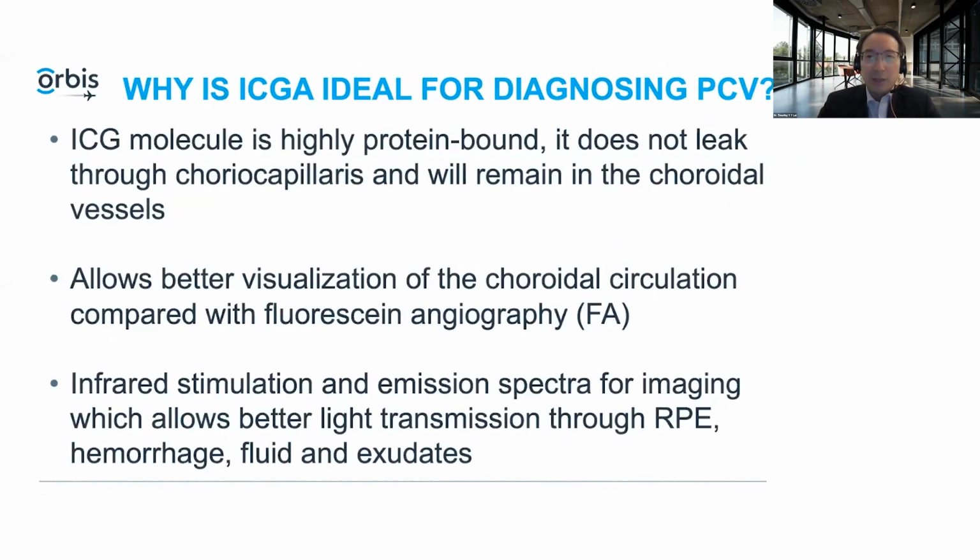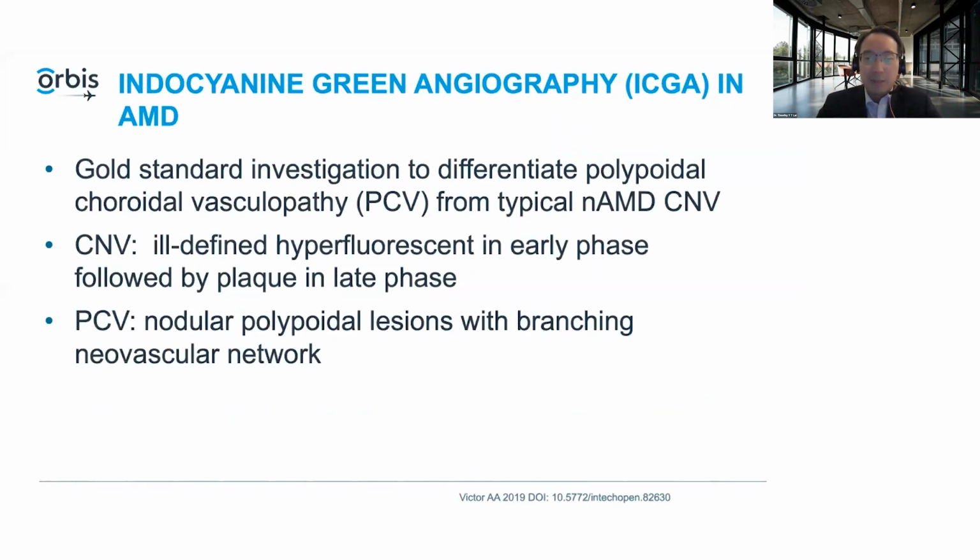So why is ICGA the best diagnostic tool for PCV? This is because the ICG molecule is highly protein bound and does not leak through the choriocapillaris, so it remains in the choroidal vessels. It can therefore allow better visualization of the choroidal circulation, much better than fluorescein angiography. Also, the infrared stimulation emission spectra allow the light to transmit better through the RPE, through some hemorrhage, and also thin fluid or exudates. So ICG has been the gold standard investigation to differentiate PCV from typical neovascular AMD with CNV.